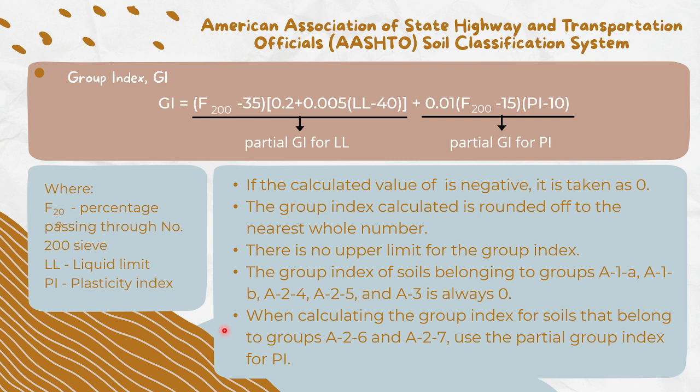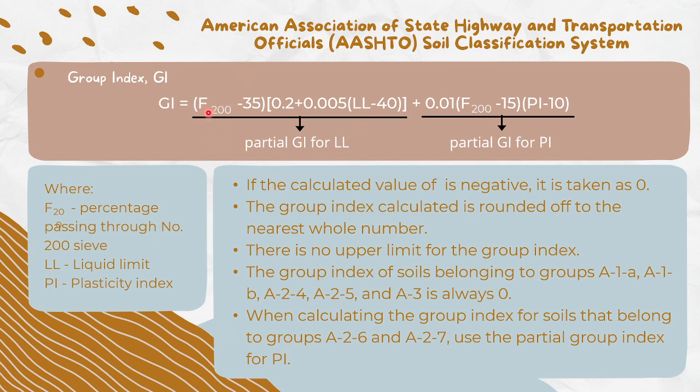So, another important thing in using the AASHTO soil classification is the group index. So, the group index is calculated using the F200 or the percentage passing through the number 200 sieve, the liquid limit, and the plasticity index. So, depending on the group we have determined, we have to calculate the group index. But the calculation of group index has also some notes.